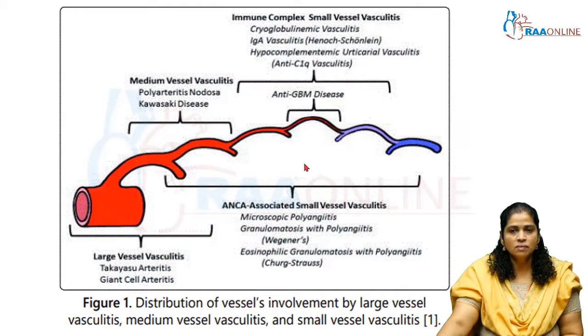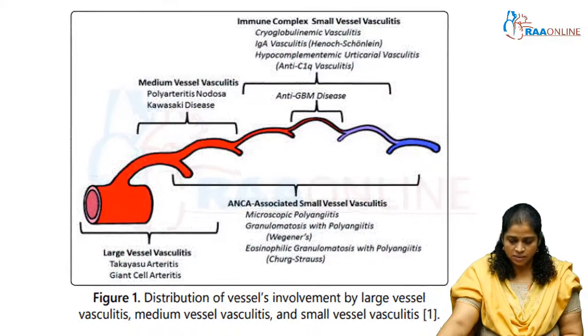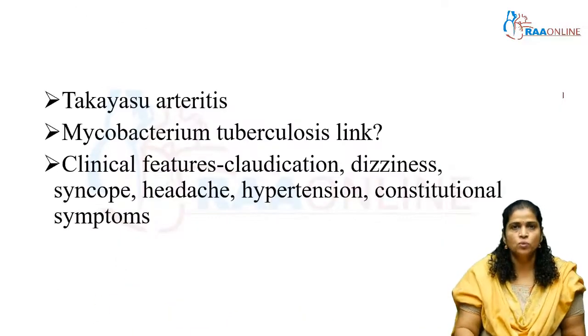And in small vessel vasculitis, you get ANCA-associated small vessel vasculitis, which can be microscopic polyangiitis, granulomatosis with polyangiitis, or eosinophilic granulomatosis with polyangiitis. Under immune complex small vessel vasculitis, you get cryoglobulinemic vasculitis or IgA vasculitis, which was called Henoch-Schönlein purpura, and hypocomplementemic urticarial vasculitis, and anti-GBM disease. I'll talk about each one briefly.